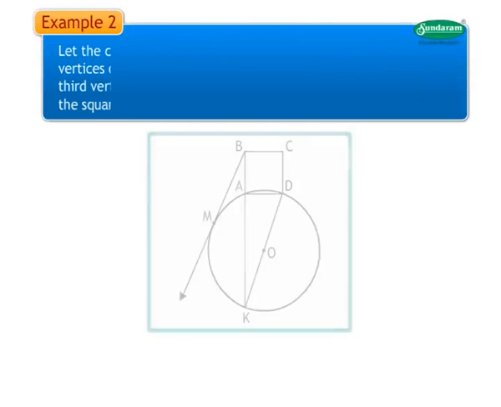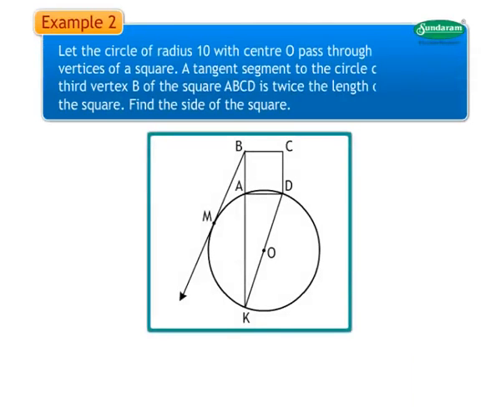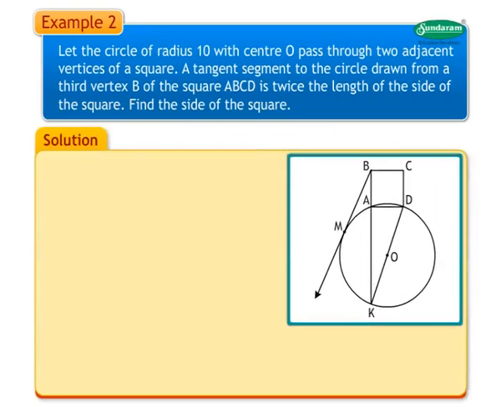Example 2. Let the circle of radius 10 with center O pass through two adjacent vertices of a square. A tangent segment to the circle drawn from a third vertex B of the square ABCD is twice the length of the side of the square. Find the side of the square. Solution. Let the side of the square ABCD be x. Then BM is equal to 2x.